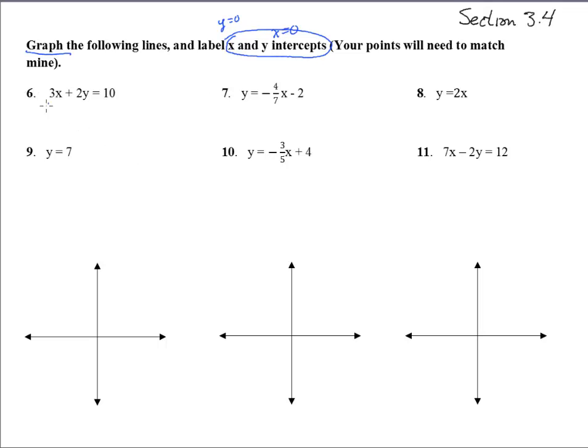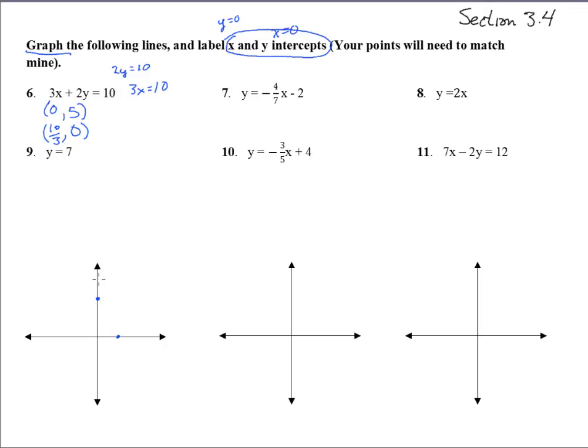So here, we're going to let x be 0, and what do we get? If we have a 0 right here, 3 times 0 is 0, and we just have 2y equals 10. Divide both sides by 2, and we get y equals 5. And if we let 0 go in for y, that term is gone, and we get 3x equals 10. So that is 10 divided by 3, 10/3. Good, so (0, 5) is right up about there, and (10/3, 0) is right there.